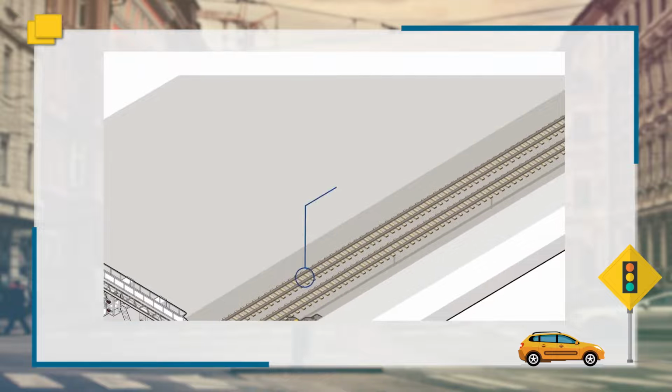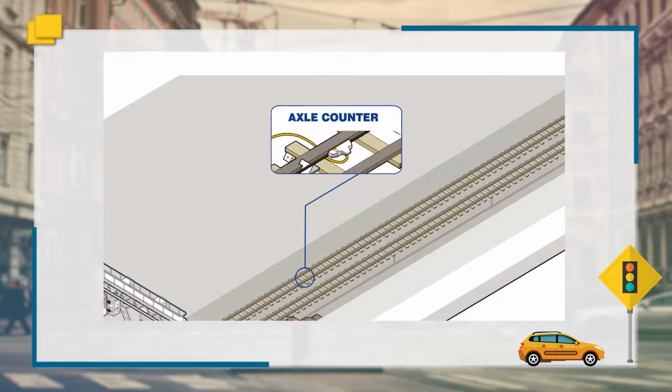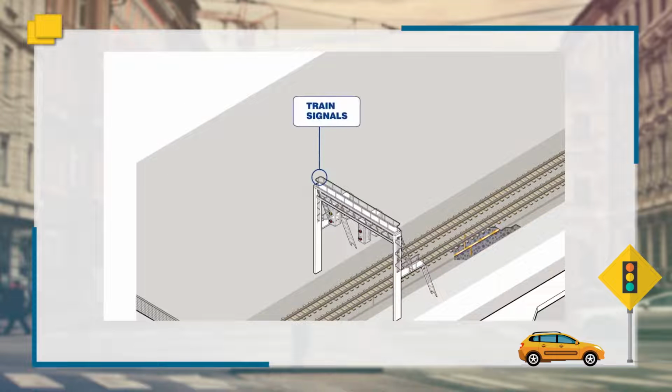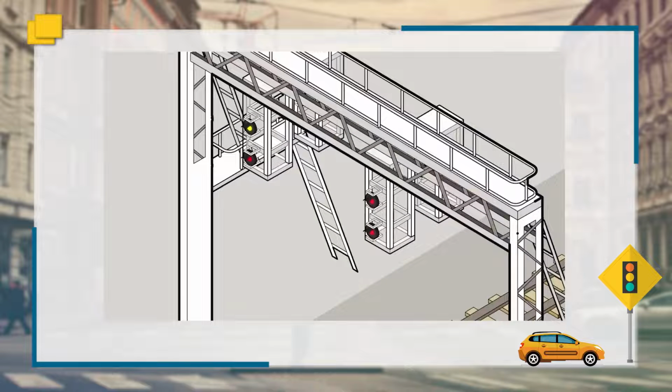Axle counters are devices installed onto the track which detect train movements. After a train passes, signals from axle counters are sent through the fibre optic cables to the central computer system. Signals are the coloured lights which tell the train driver when to go or stop. Information processed from the central computer system is sent to signals along the track, informing the sequence in which the colours are to be displayed.